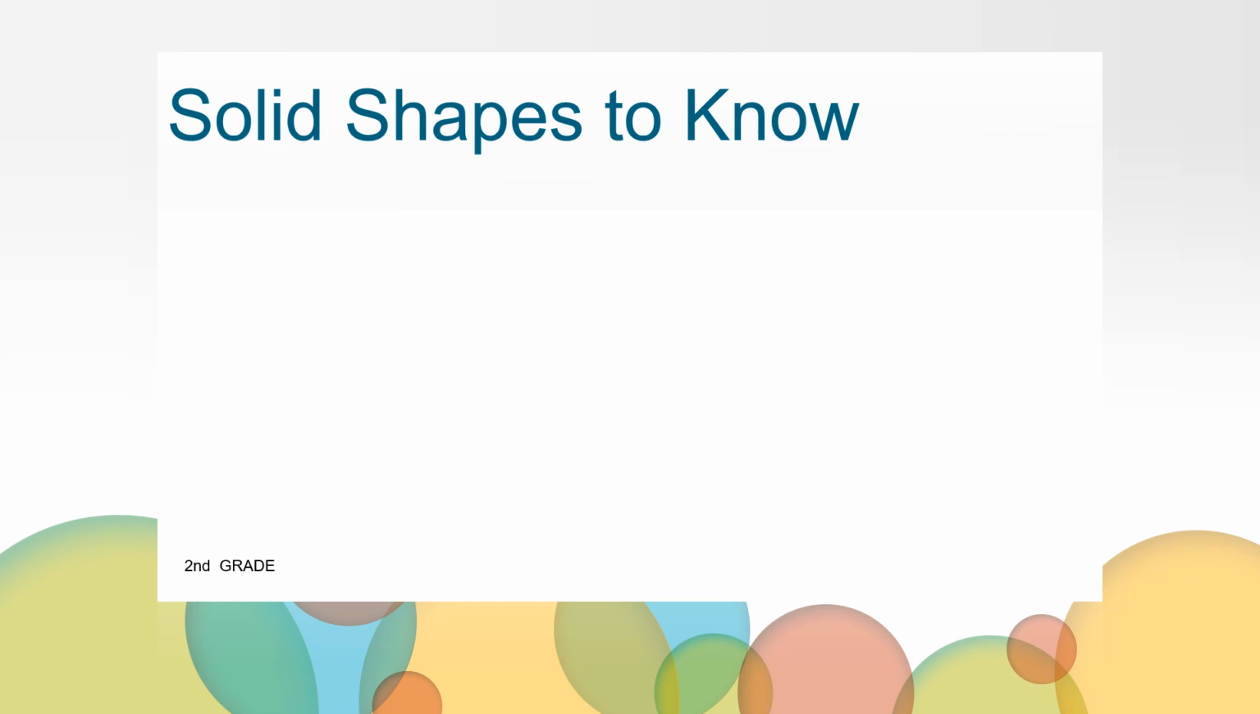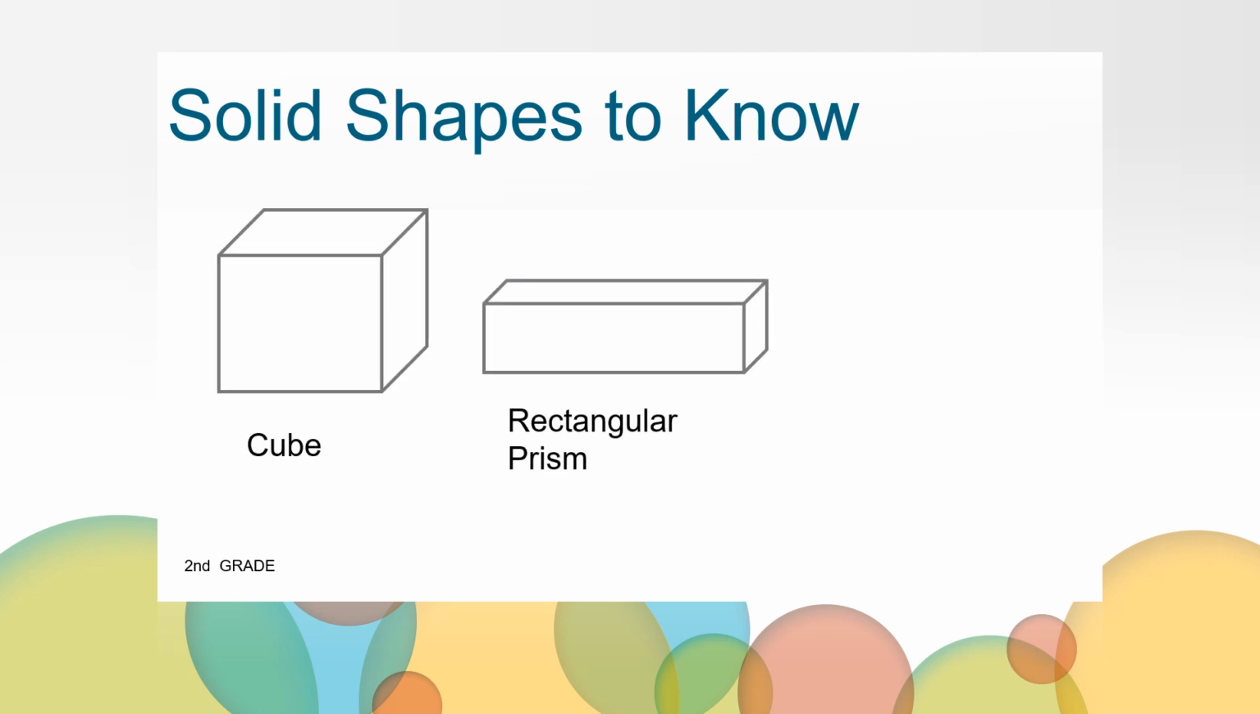Practice saying the names with me. A cube, a rectangular prism, and a sphere. Now it's your turn. The first one, you say after me: a cube. Your turn. The second shape is a rectangular prism. Your turn. Say rectangular prism. And the third solid is a sphere. Your turn. Say sphere.